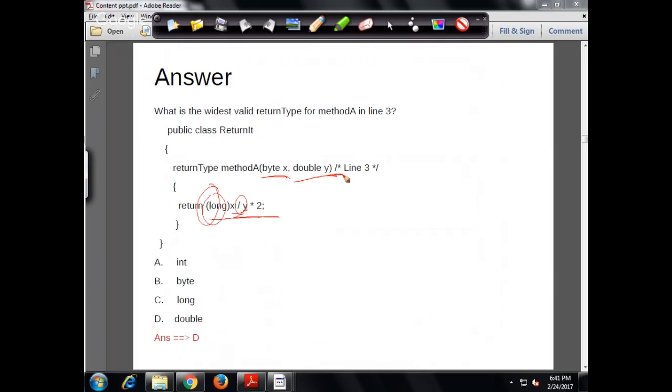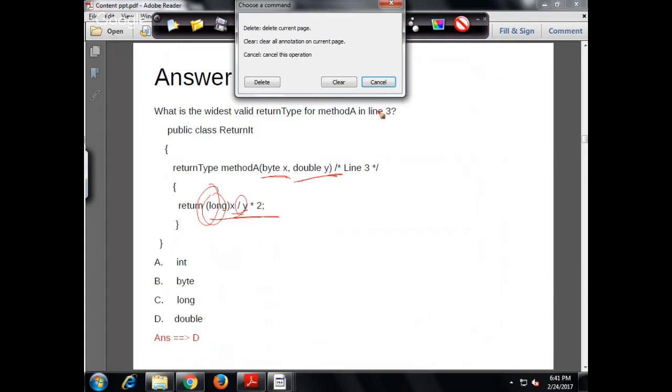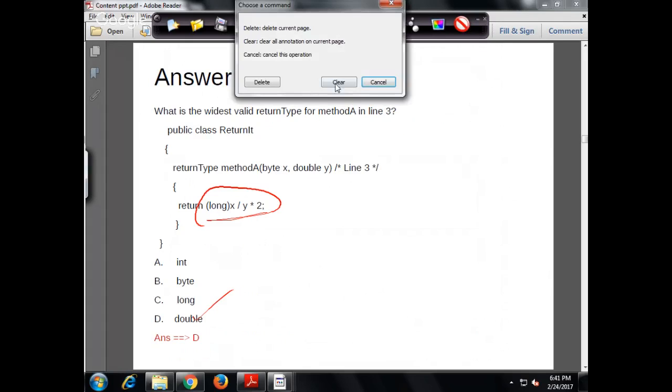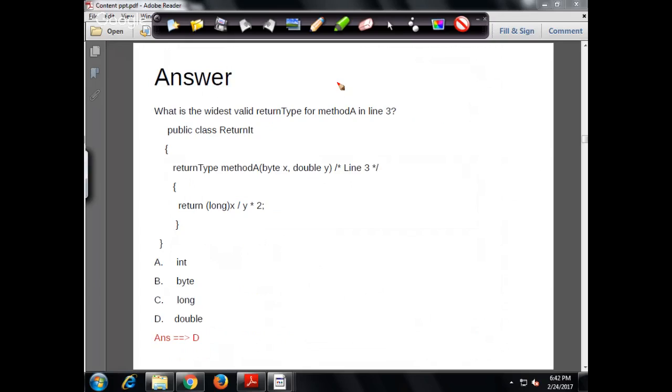So this entire expression, which has a double and a long, will convert into a double data type, because double is wider than long. So that is why the answer for this will be D, double. Okay, I hope you learned the concept over here.